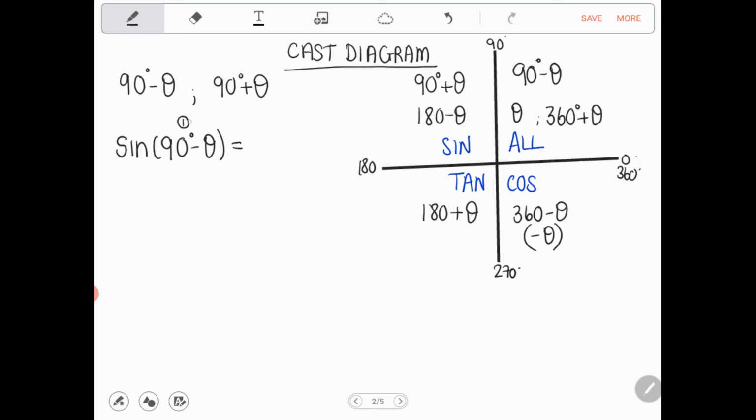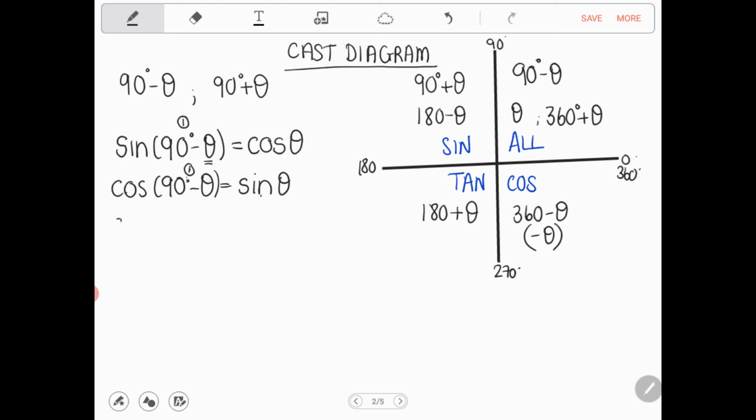Okay, so sine in the first quadrant is positive, so it goes positive cos, and then you go back to the acute angle there. Okay, cos of 90 minus theta. Again, it's a first quadrant angle. Cos in the first quadrant is positive, so we go positive, and then the 90 changes the cos to a sine. So you've just got to remember that that 90 changes this from cos to sine or sine to cos.